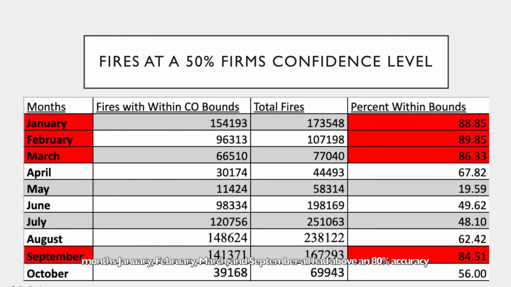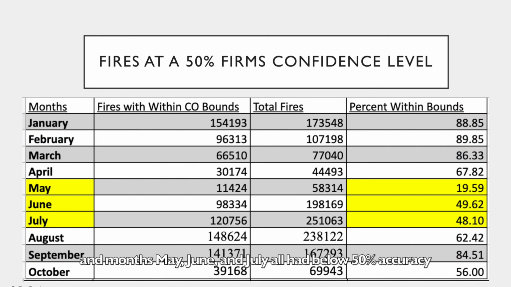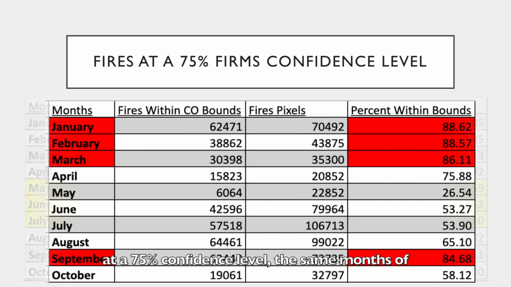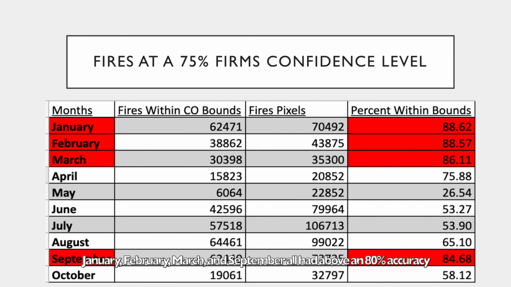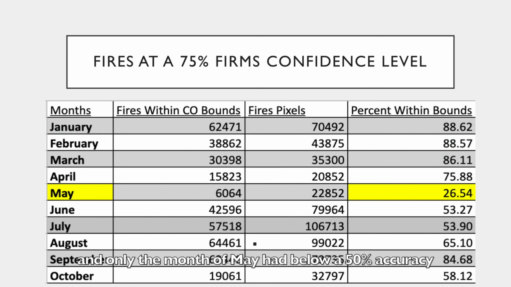At 50% confidence level, the months January, February, March, and September all had above an 80% accuracy, and the months of May, June, and July all had below a 50% accuracy. Following, at 75% confidence level, the same months of January, February, March, and September all had above an 80% accuracy, and only the month of May had below a 50% accuracy.